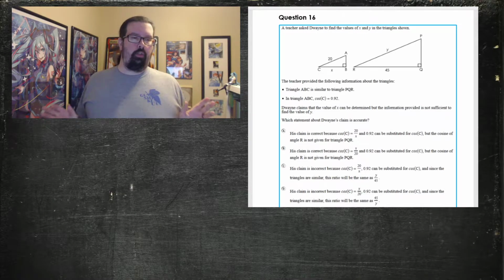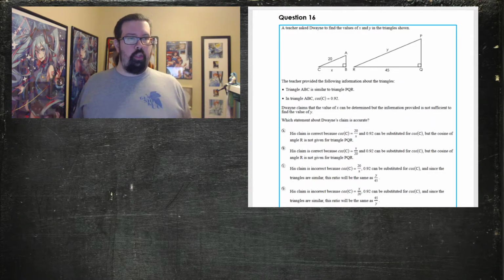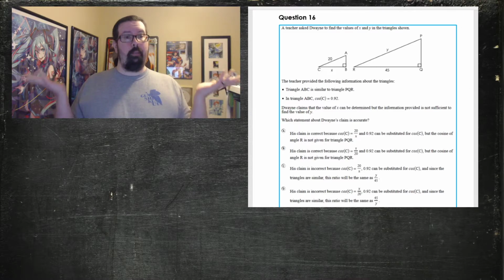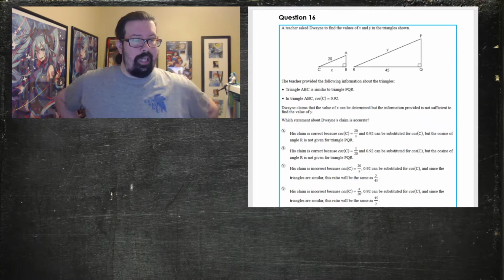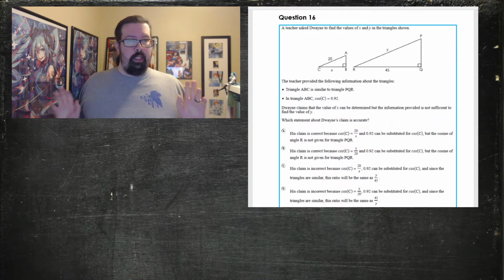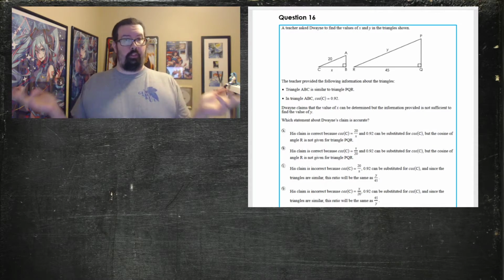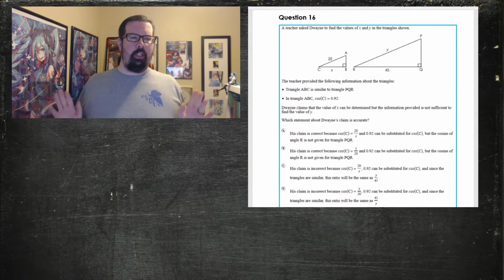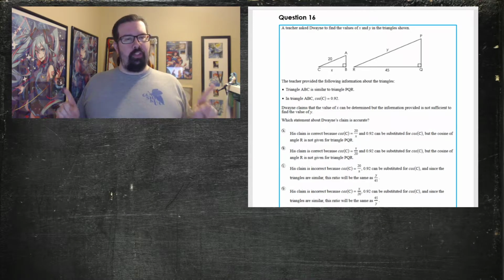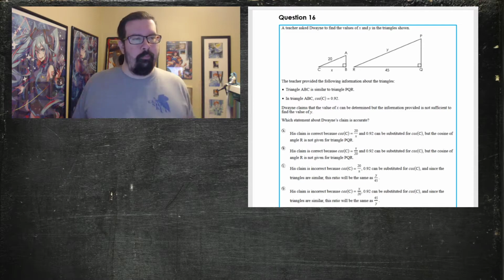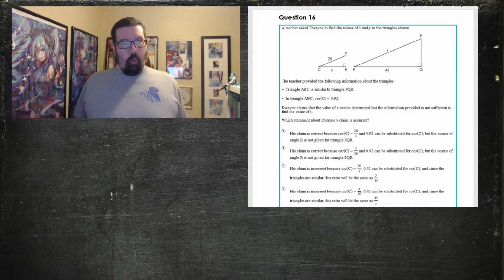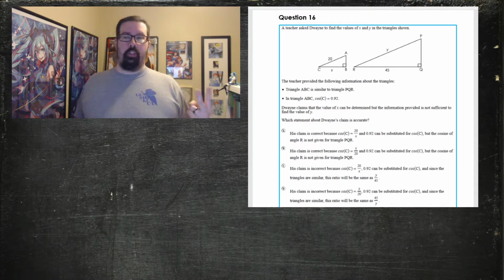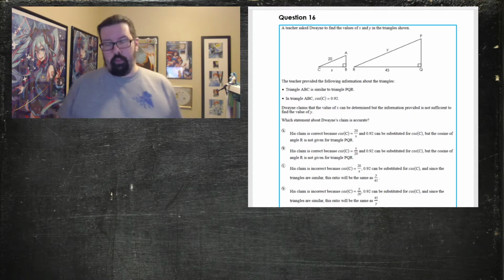Triangle ABC is similar to triangle PQR, so the two triangles are similar. Okay, neat. And in ABC, cosine of C is 0.92. Okay, we've got some trigonometry. That's neat. Dwayne claims that the value of x can be determined, but the information provided is not sufficient to find the value of y. Which statement about Dwayne's claim is accurate? So we've got two that say he's correct and two that say he's incorrect. Let's think about this for a hot second.